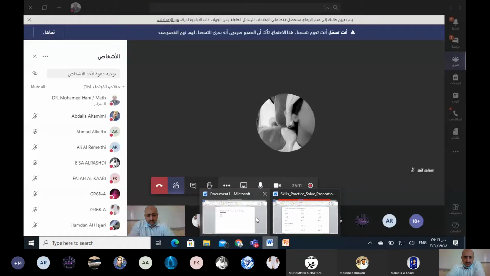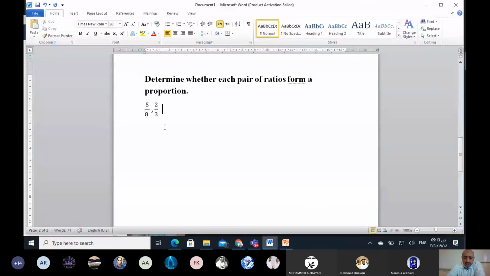Okay, boys, we have two ratios here, but I don't know: are the two ratios here a proportion or not? How to check? Take 2 multiplied by 8. So I can write here 2 multiplied by 8 and find the answer. 2 multiplied by 8 will be 16.